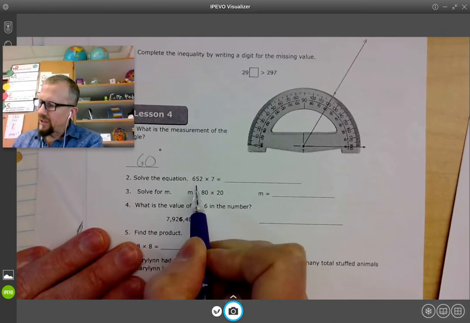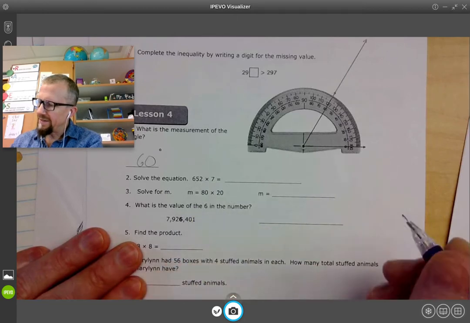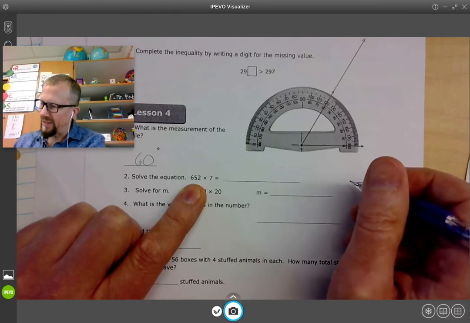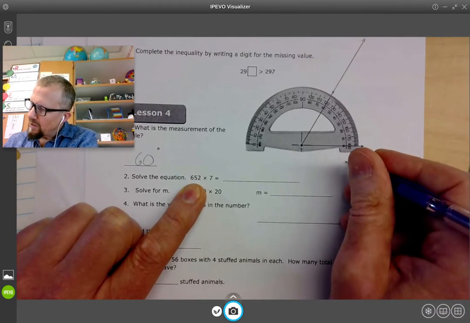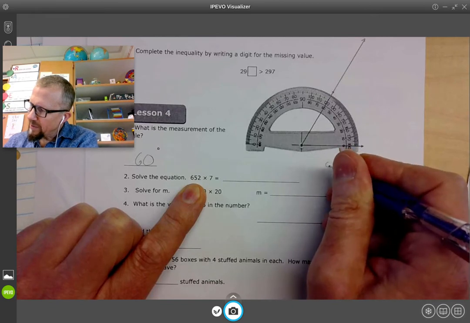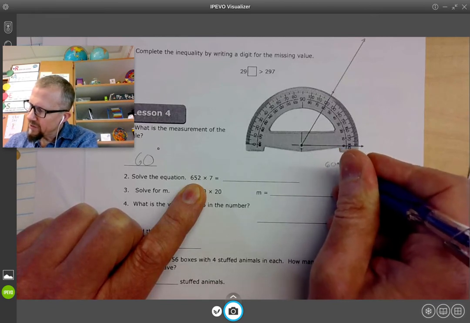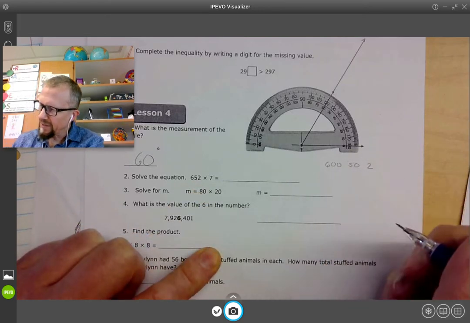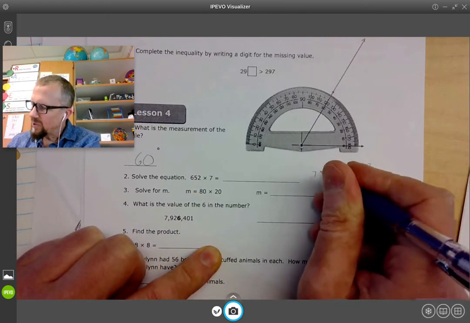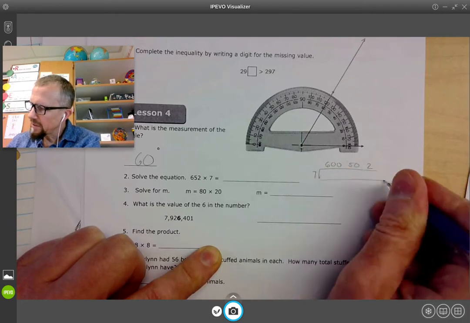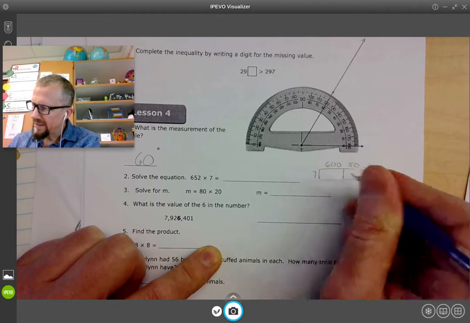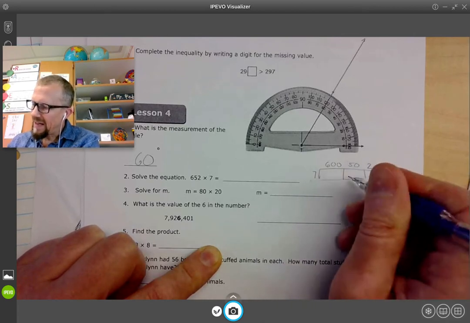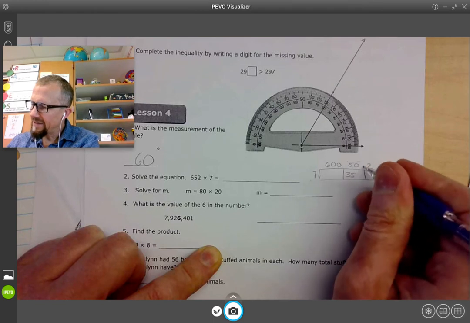So number 2, we're solving the equation 652 times 7. And we have already said you could add 652 7 times. I won't do that again this time. One interesting way to do this is the area model. And I can break 652 into 650 and 2, because those add up to make 652. And then I can multiply each part times 7. So 7 times 2 is 14. 7 times 5 is 35, but I've got that extra 0.